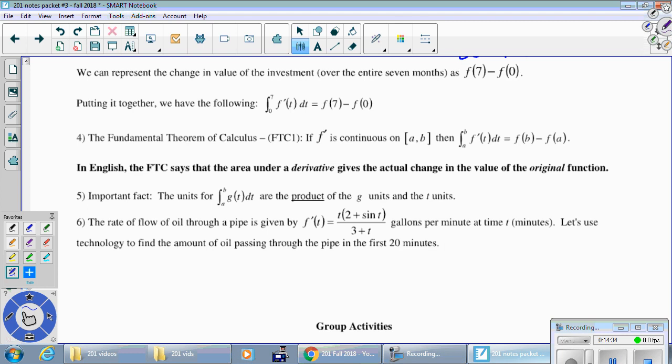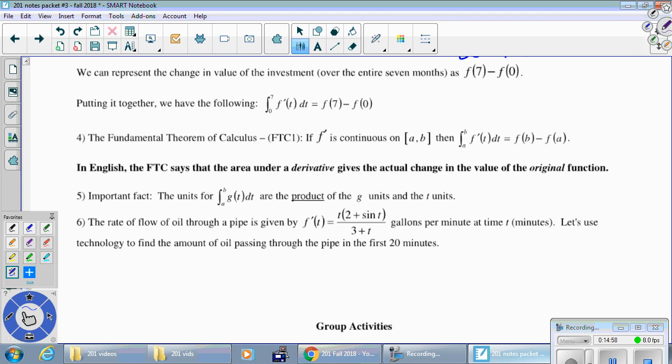Make sure you see that that is just the general version of exactly what we saw with the stock market investment. In English, the fundamental theorem of calculus says that the area under a derivative, it's got to be f prime inside of that integral, the area under a derivative gives the actual change in the value of the original function. So the area under the derivative gives the change in the original.